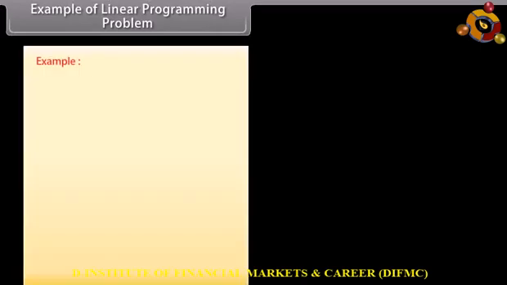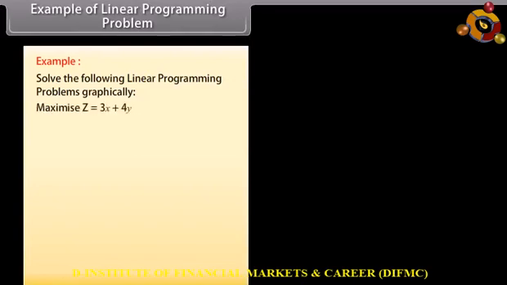Example of a linear programming problem. Example. Solve the following linear programming problem graphically. Maximize z = 3x + 4y, subject to the constraints x + y ≤ 4, x ≥ 0, y ≥ 0.